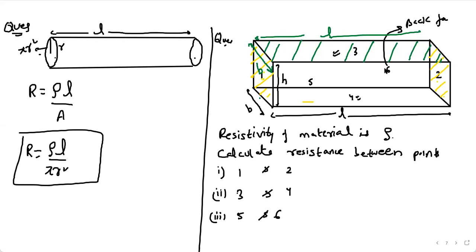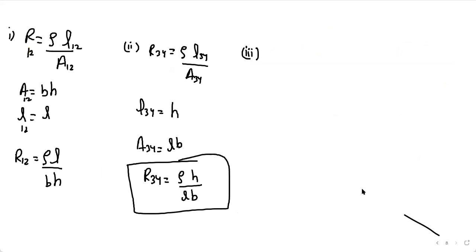Okay, so Shahzada will answer this question. Shahzada, what is the separation between 5 and 6? 5 is the front face and 6 is the back face. So B. Very good. The separation between the front and the back face is this B only. So we can say that this is the expression: R 5, 6 is rho L 5, 6 by A 5, 6. L 5, 6 is B only. Now I need A 5, 6.